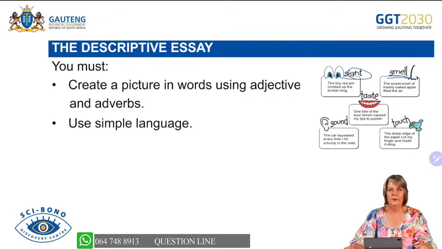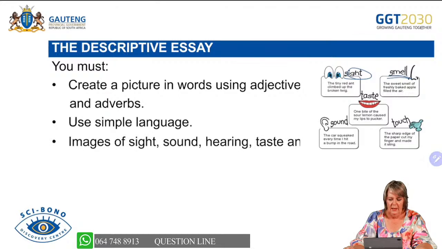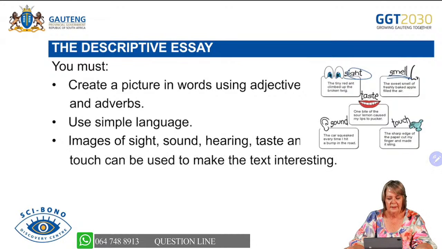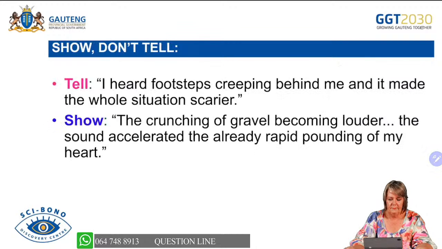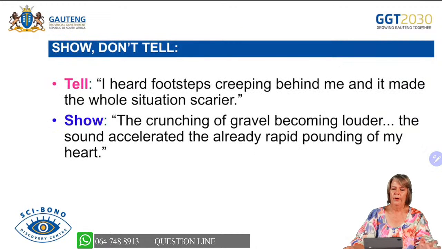Use simple language. It's like dressing up and then putting all your jewelry on. It will look excessive, like too much. Take off some. Delete some, and that is where we refer to things like tautology or redundancy, where things are just too much. Use images of sight, sound, hearing, taste, and touch to make the text more interesting. You should show rather than tell.